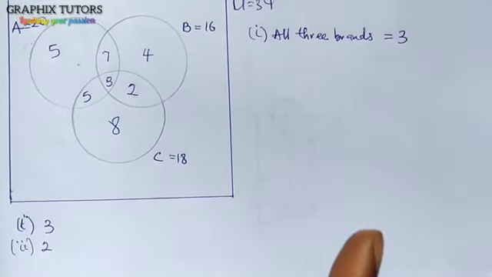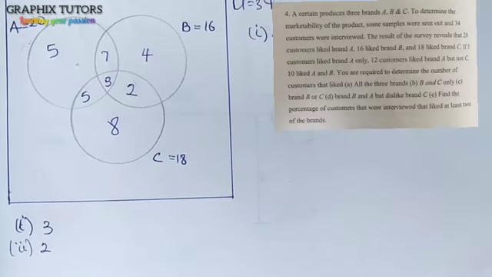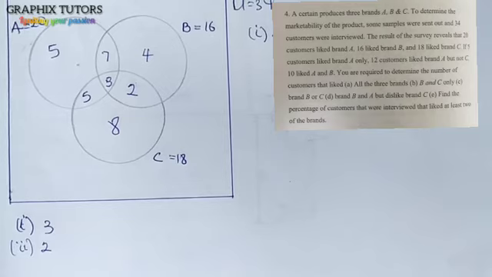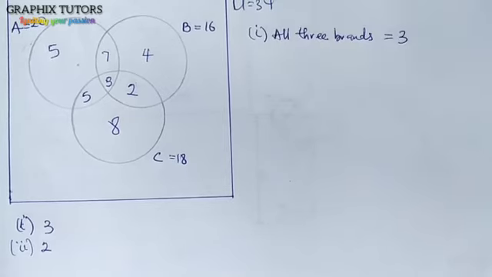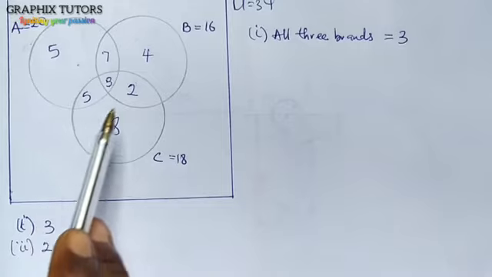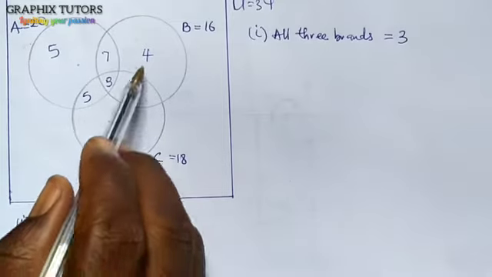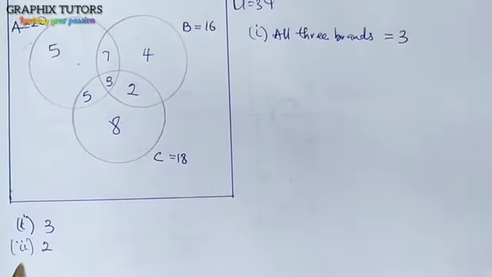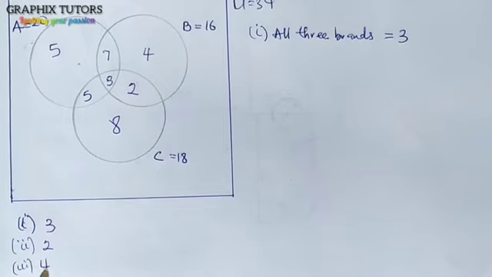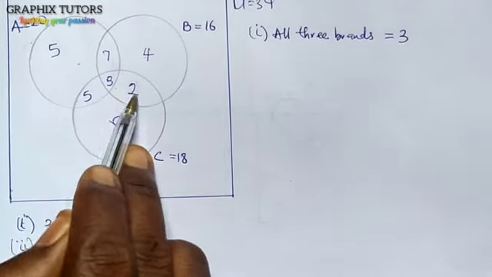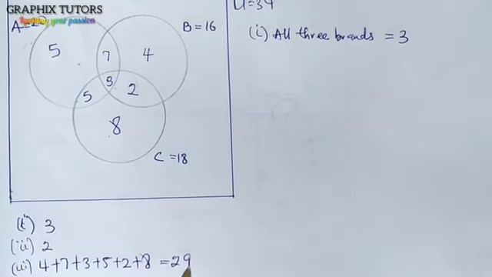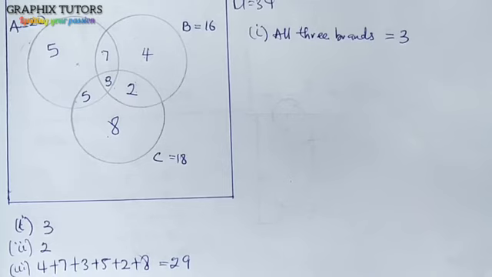Now the next one again, look at the top right corner. It's telling us brand B or C. So brand B or C means everything involving B and C. And in here that will give me 4 plus 7 plus 3 plus 5 plus 2 plus 8. So 4 plus 7 plus 3 plus 5 plus 2 plus 8, and that's going to give us 29.